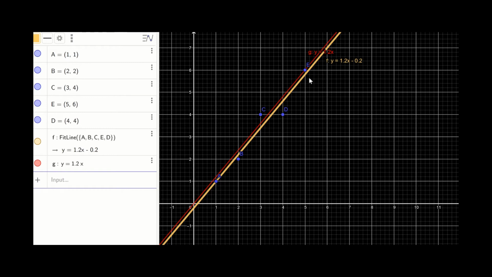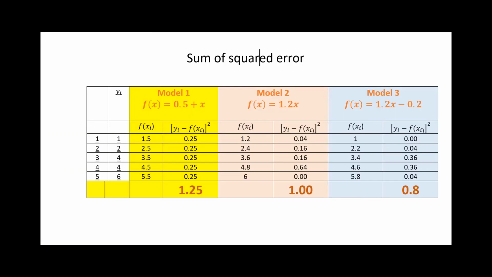In order to compare these, the one we had earlier and the one we have now, we can prepare a table, and then using the table we can decide which is the line of best fit. So we are going to use these three models. The first guess was y equals 0.5 plus x. The second one we got was 1.2x minus 0.2, which is model 3, and the other guess was the red line f of x equal to 1.2x.